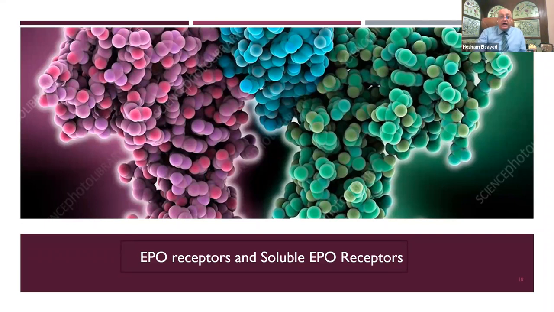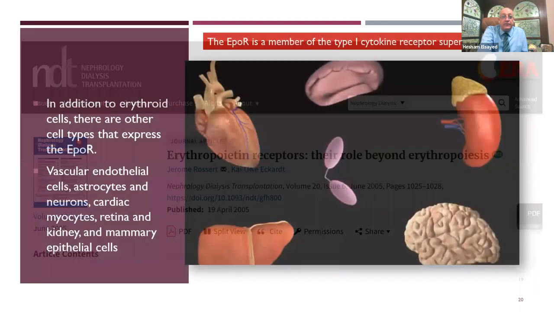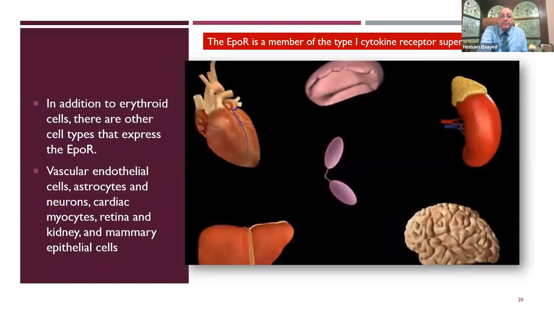What is the EPO receptor and the soluble EPO receptor? Because it is a new insight for treatment and for understanding the role beyond erythropoiesis. The erythropoietin receptor is a member of the type 1 cytokine receptor superfamily. In addition to erythroid cells, there are other cell types that express the EPO receptor, as discussed: the heart, the kidneys, the brain, the liver, and others. Vascular endothelial cells, astrocytes, neurons, cardiac myocytes, retina, and others also have the receptor. So we can expect that erythropoietin has a physiological control of these organs besides its hematopoietic effect.